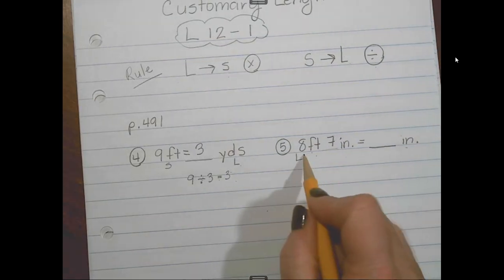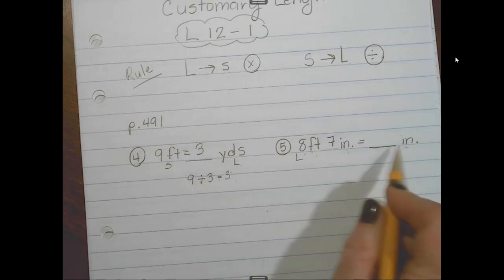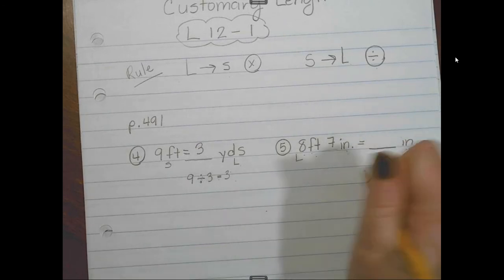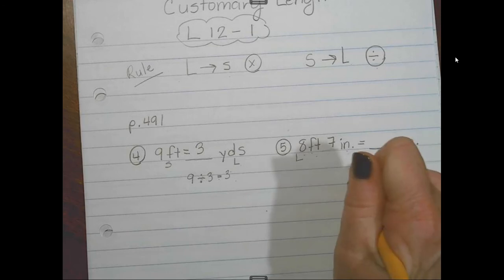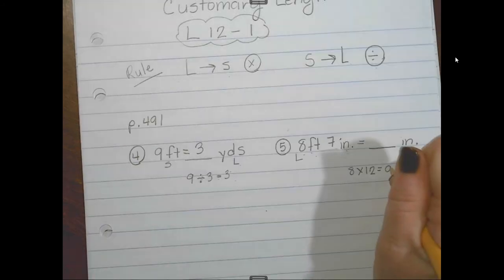So we're really using the larger unit. Inches and inches are the same, so we'll talk about that in just a second, but we're going from larger to smaller. So when we go from larger to smaller units, we are multiplying. All right, there are 12 inches in a foot, so 8 times 12 gives us 96 inches.